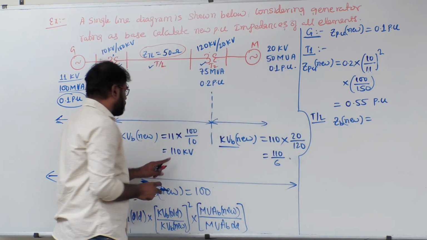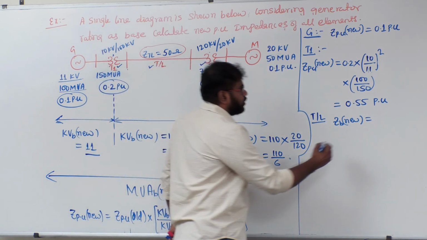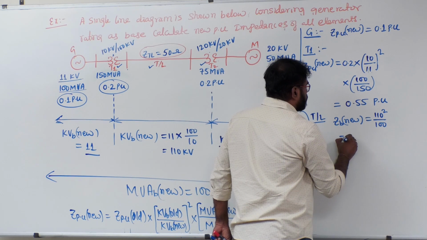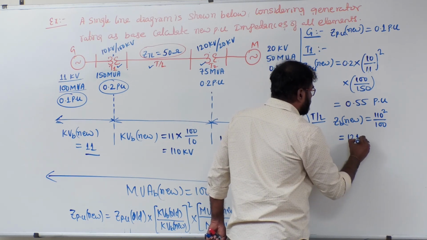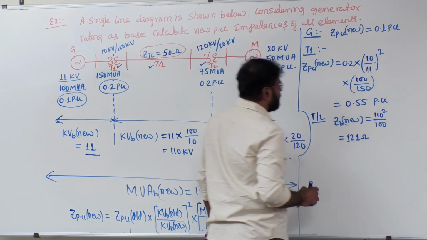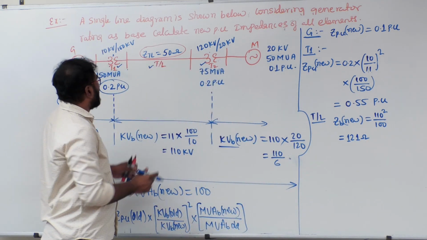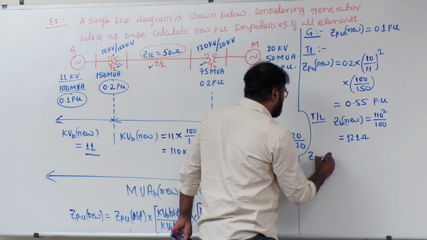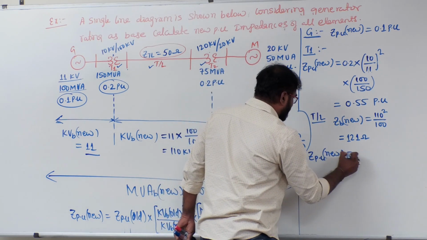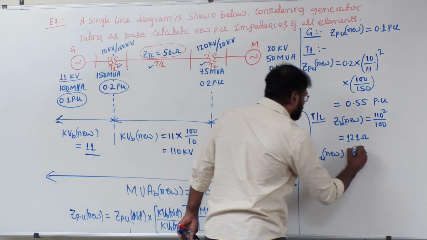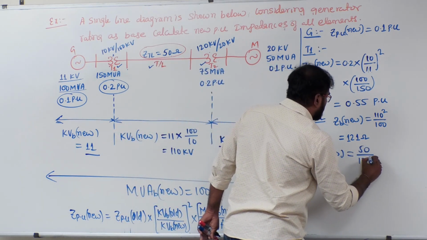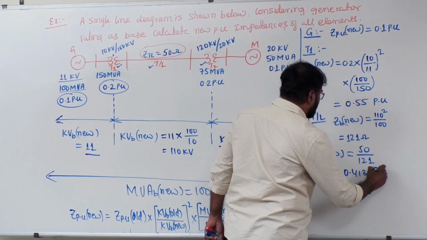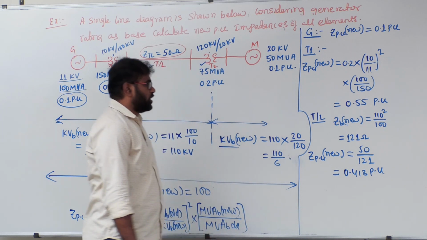So for the transmission line, what is the Z base new? KVB new is 110, MVAB new is 100. So 110 square by 100 is 121 ohms. Clear? That is Z base new. But what about the Z actual of the transmission line? 50. So Z per unit new of the transmission line equals Z actual, which is 50, divided by 121. So I will get 0.413 per unit. That is for the transmission line.